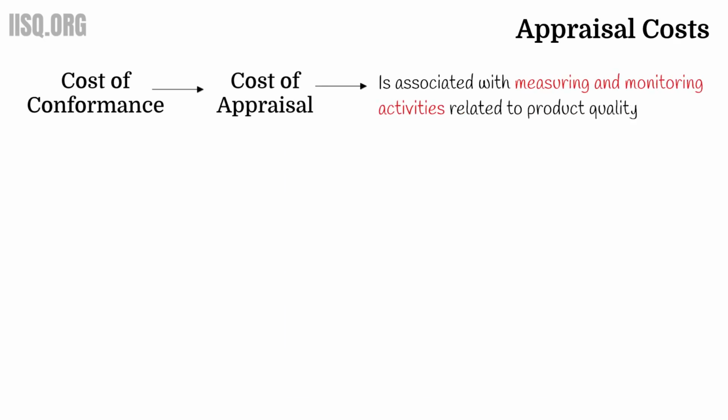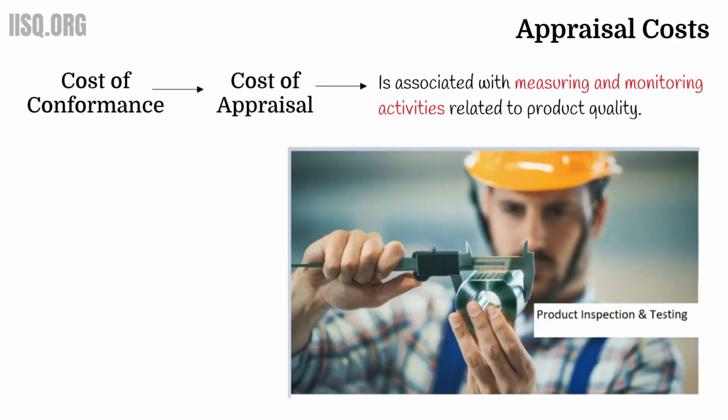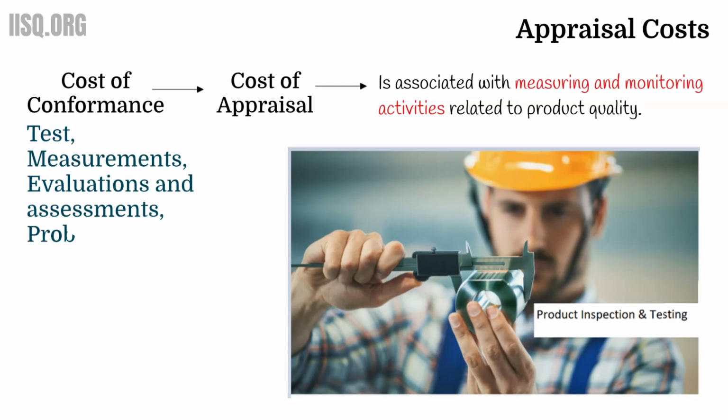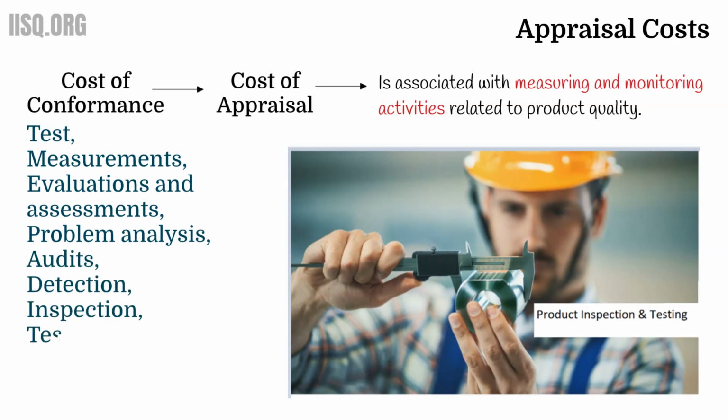Let us now understand the cost of conformance. The first part of it is cost of appraisal. The cost of appraisal is associated with measuring and monitoring activities related to product quality. These include product inspection and testing, product and process audits, calibration of measuring instruments and equipment, and assessment and approval of supplier rating of products and services.